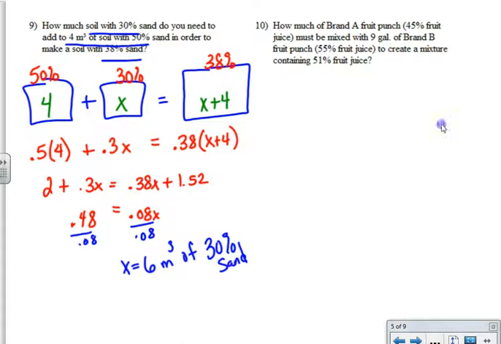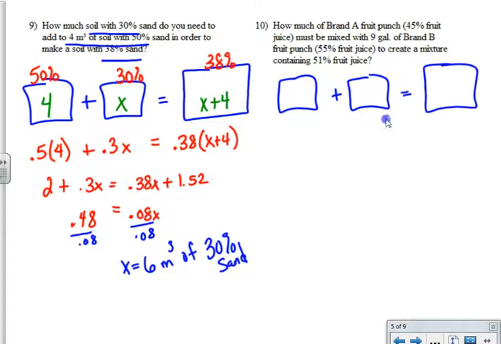Okay. The next question, again, you can do a chart if you want, but I like to set up beakers because I can see it happening. It makes a lot of sense to me when I set it up this way. We've got 45% juice must be mixed with 55% juice to get a 51% juice. So any order, as long as your result is the 51%.